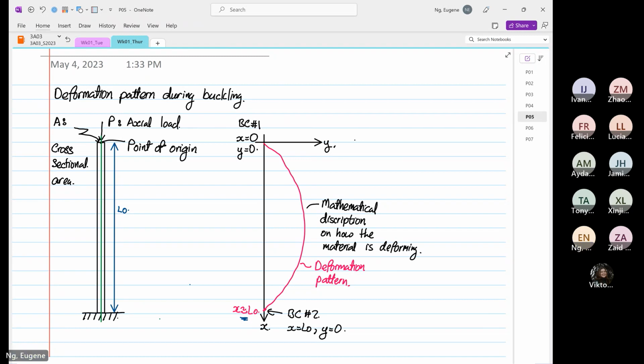Now, question for you: have you seen a deformation pattern like this before? Let's not look at axial loading. Can anyone tell me, have you seen a deformation pattern similar to what I've drawn in red and highlighted in yellow, where you have a deformation looking like this? Anyone? You can type, you can answer me. Anyone, please.